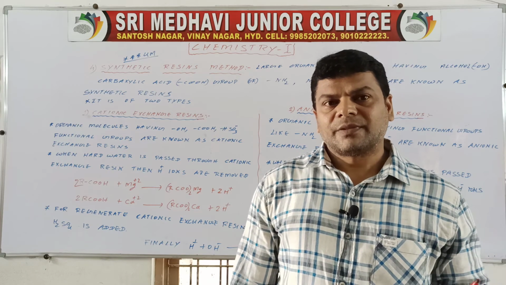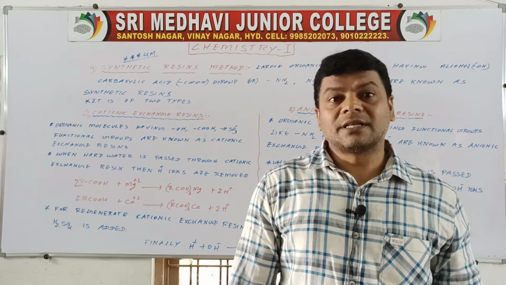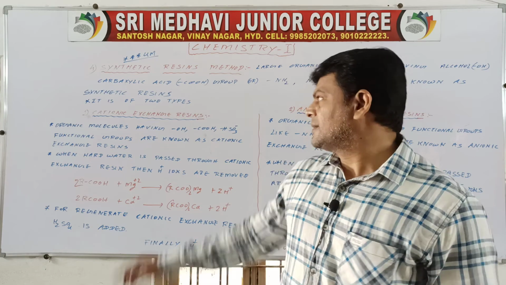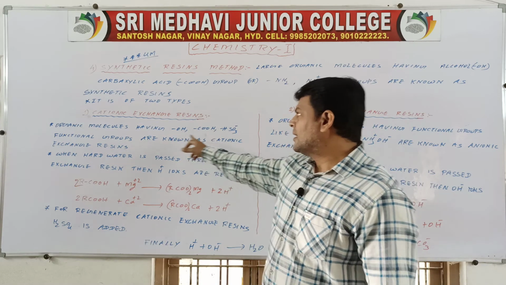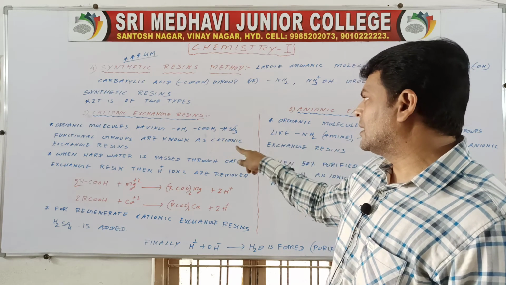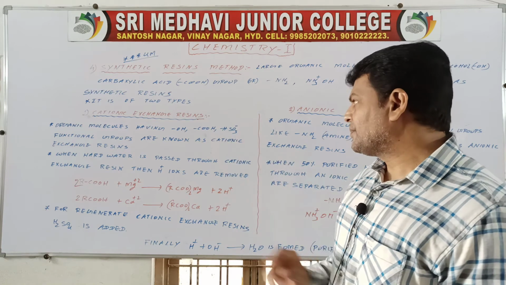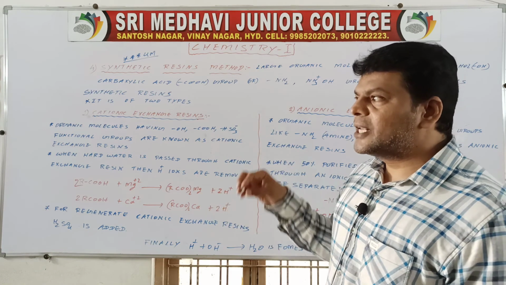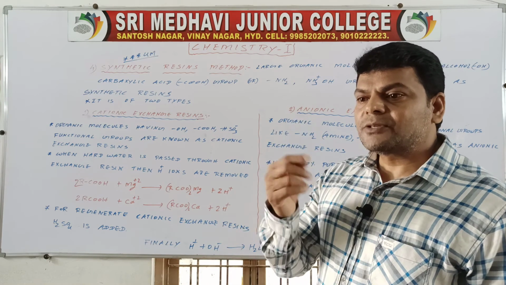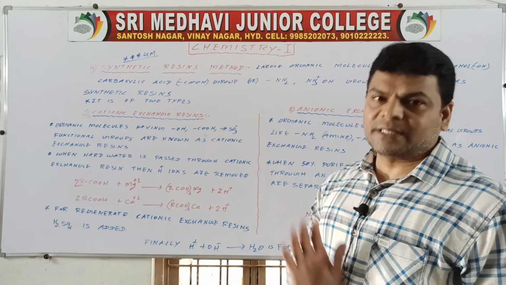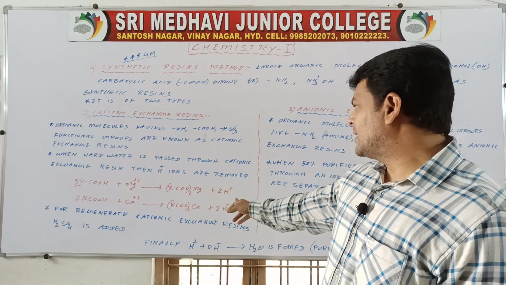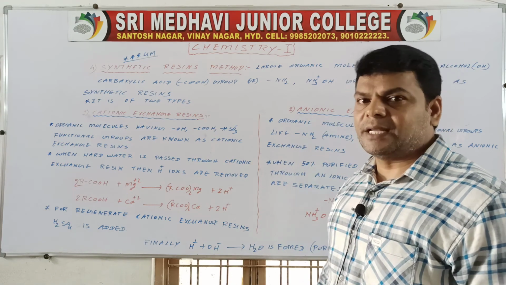Synthetic exchange resins are 2 types: cationic exchange resin and anionic exchange resin. Cationic exchange resins means organic molecules having OH, COOH, HSO3 functional groups. When water is passed through cationic exchange resin, Mg2+ and Ca2+ ions replace H+ ions. So here cations are separated, H+ ions are released.